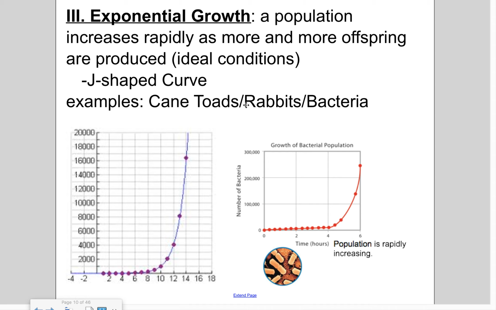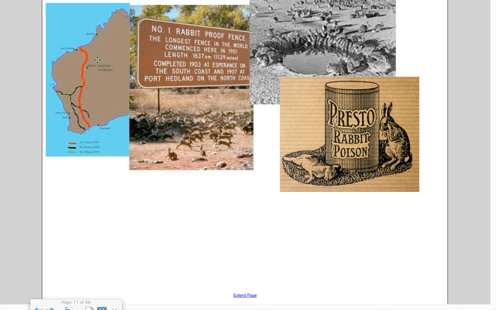And again, there's really no natural predators in Australia. See, Australia is actually chock full of ecological problems. It's almost a case study in several types of animals. Bacteria also grow exponentially if conditions are ideal, which means it's got a lot of resources. So in Australia, I'm going to focus in on the rabbits.